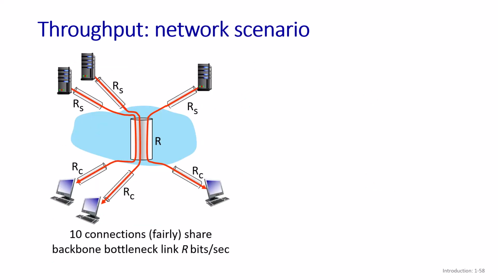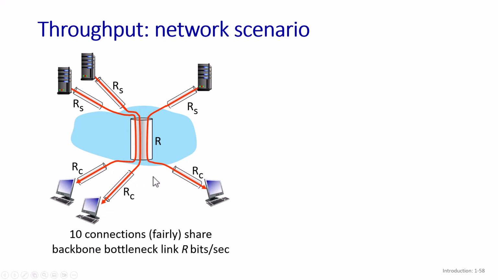Now here is a network scenario, and let's assume that we have 10 servers. Right now we're seeing 3, but let's assume that we have 10, and that we have 10 hosts. These servers are sending files to these hosts, and assume that there are dedicated links between the servers and a link that has a capacity of R. So this Rs, for the sake of the example, is a dedicated link, and all these links are dedicated, to simplify the example.